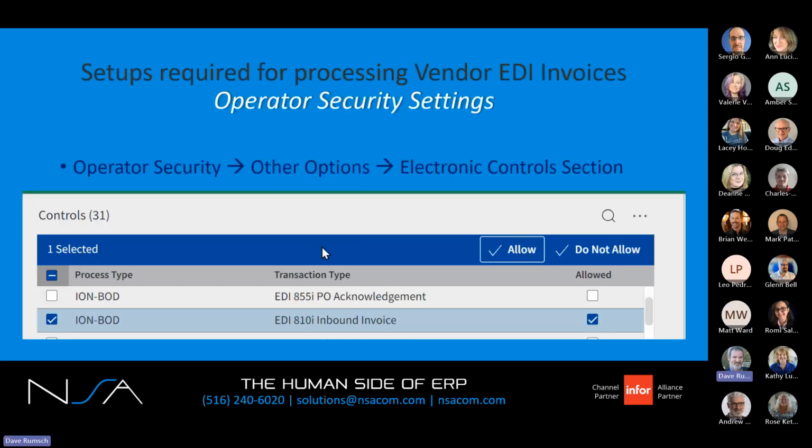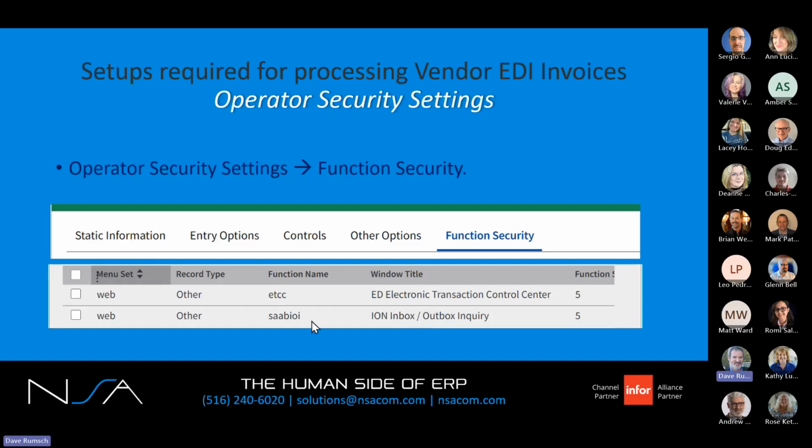In setting up operator security, there's three sections. The first section is under operator security, other options, under the electronic control screen. Here, you're going to set the inbound EDI invoice. You're going to set it to allowed. That will allow your operator to be able to manage ETCC transactions in that function itself. Without this, they'll get the search menu with no values.